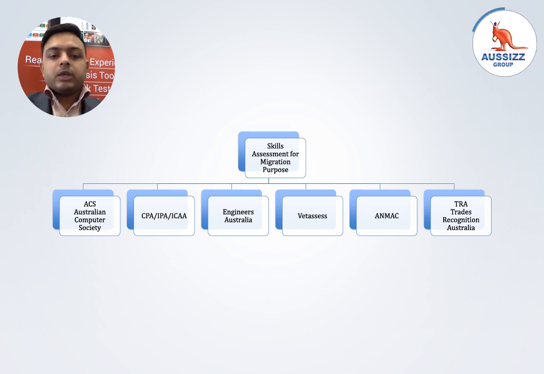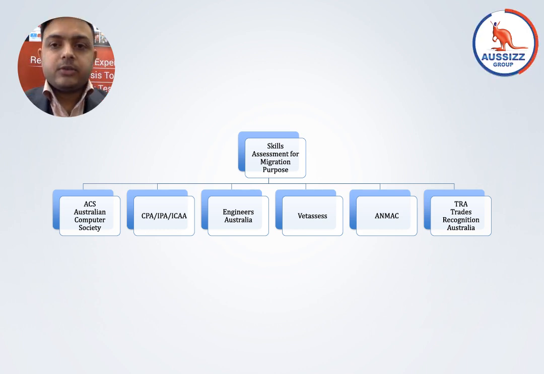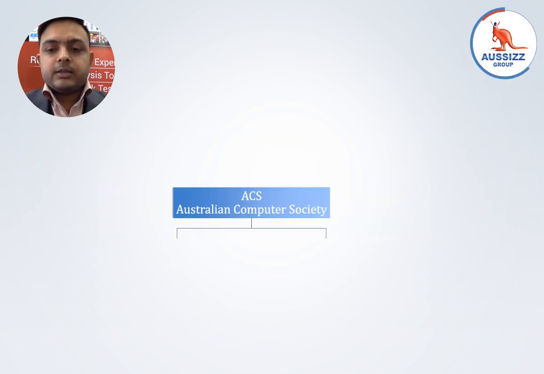Now what we will do is go through each assessment body and see what occupations they assess and what their general requirements are, understanding their requirements in detail. Okay, so let's go and understand the skills assessment requirements from ACS. The first assessment body that we have chosen is the Australian Computer Society.